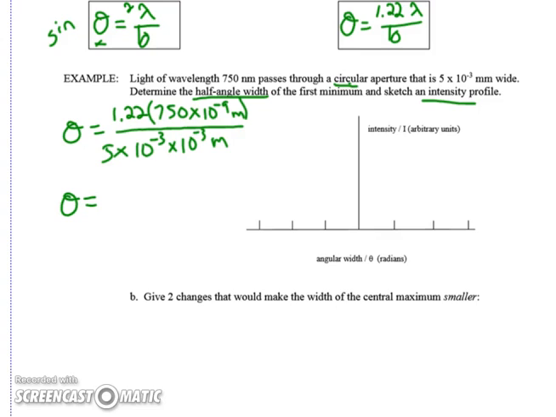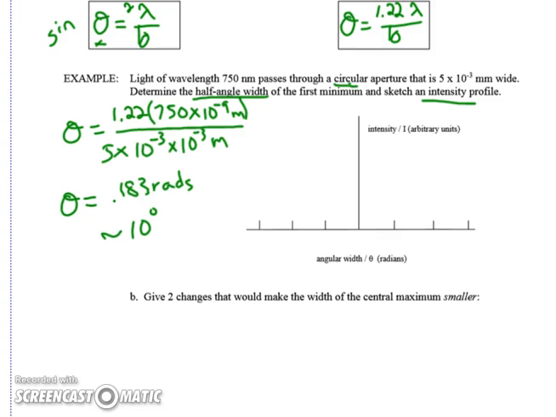All right. You can punch the numbers in your calculator for yourself. I trust you can do this. We get an answer of 0.183 radians. Okay, if you want an angle in degrees, you do an inverse sine of this. This would be about 10 degrees, okay? But we're going to keep our profile in radians.